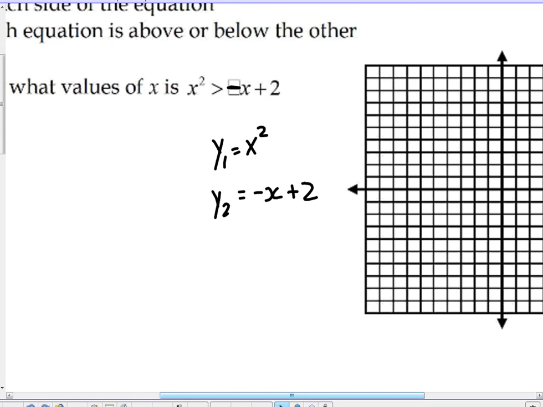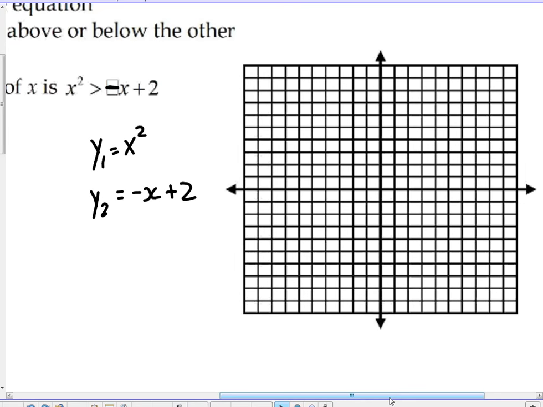I'm hoping by now you can graph x squared by hand without a graphing calculator. So where's our vertex? 0 and 0. Then what happens? 1 squared is 1. 2 squared, we're going to go up to 4. And 3 squared, 9. Negative 3.